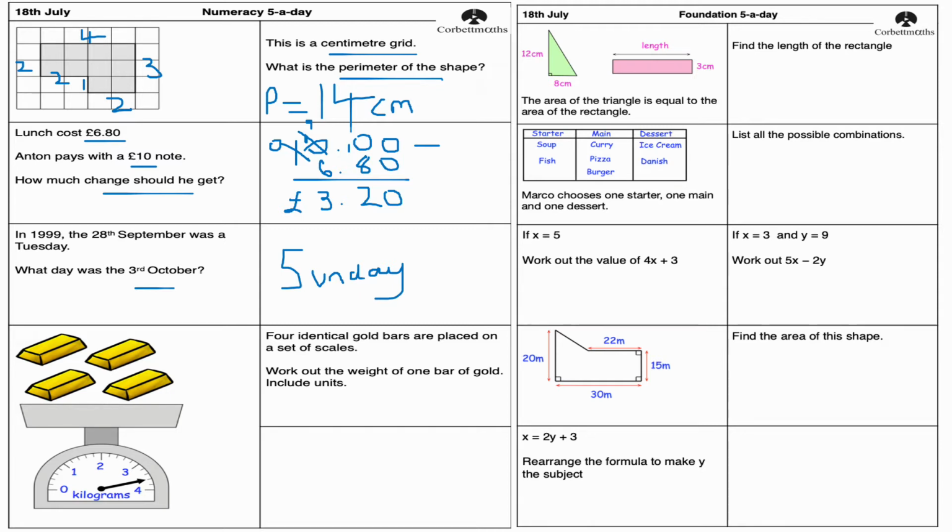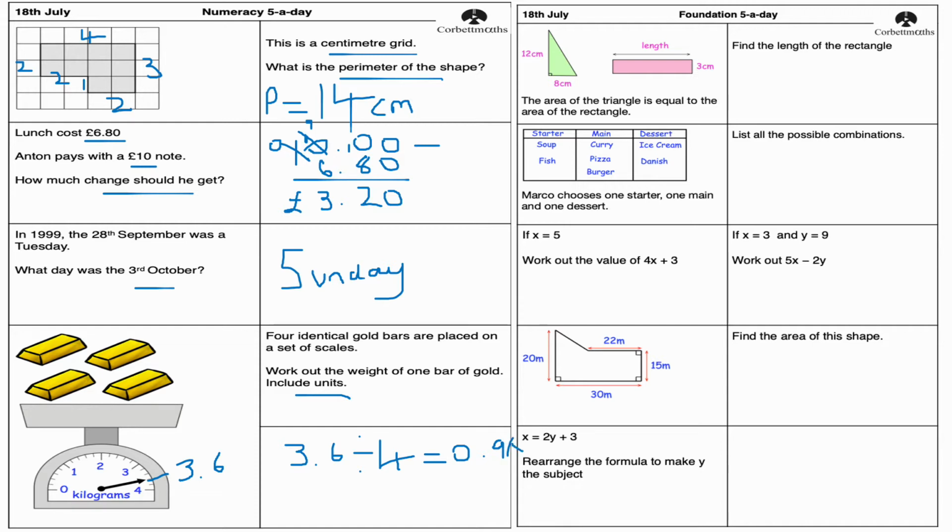Okay, next question. 4 identical gold bars are placed on a set of scales. Work out the weight of 1 gold bar, include units. Now, if I look on the scale here, I'm getting the value as 3.6, okay? Because it goes up in 0.2 each time, okay? So 3.6 divided by 4. Well, 36 divided by 4 is 9, but it's 10 times smaller, so it's 0.9 and it's kilograms.